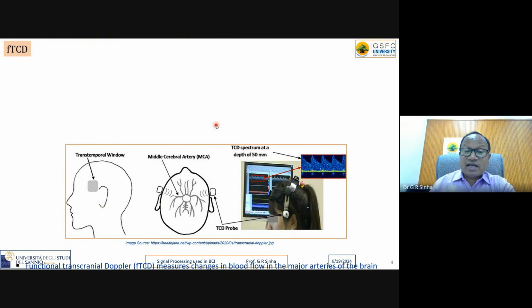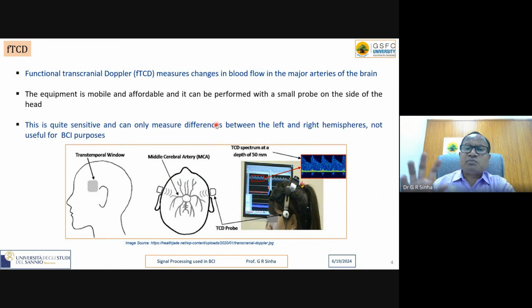So this is another modality, sometimes called functional transcranial Doppler. It measures the changes in the blood flow. We have used the terminology blood flow in the previous slide. So how do we measure the blood flow? With the help of FTCD, in the major arteries of the brain, you can measure the blood flow. Isn't it?